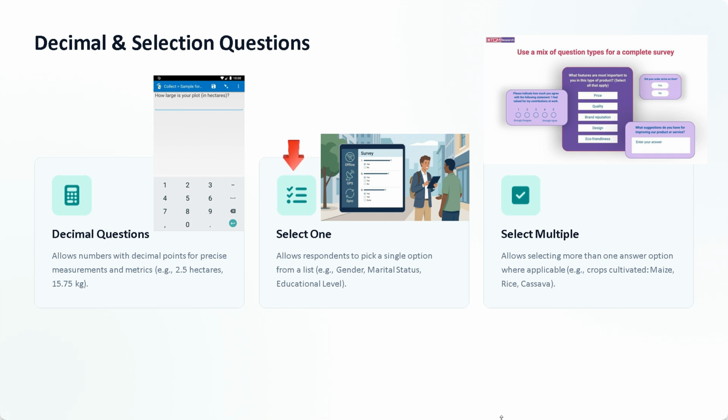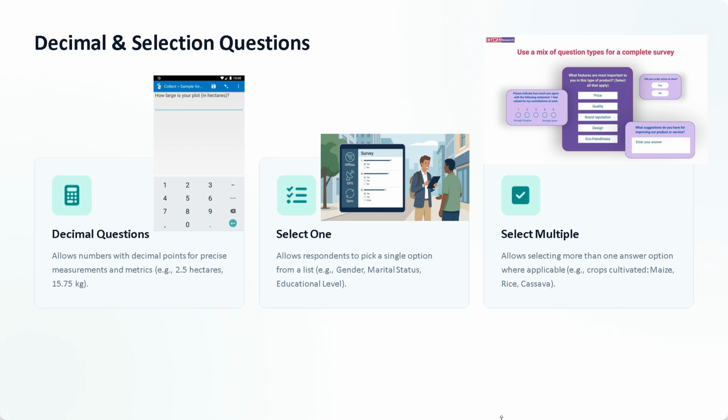And the fourth one is the select one question type. This allows respondents to choose only one answer from the list of choices below. So you can have something like, what is your gender? And you will have male, female, or prefer not to say. So the respondent only chooses one. You have to select one.